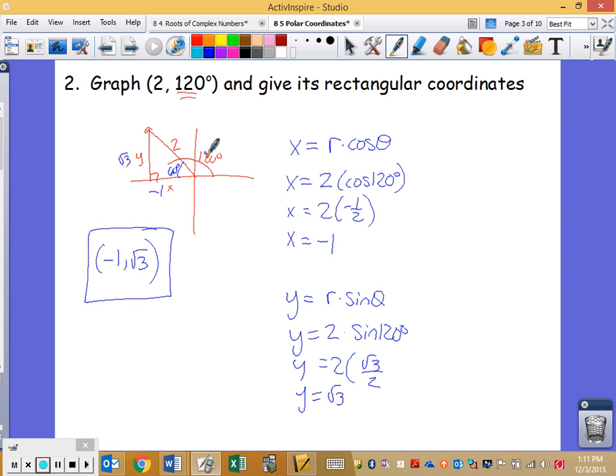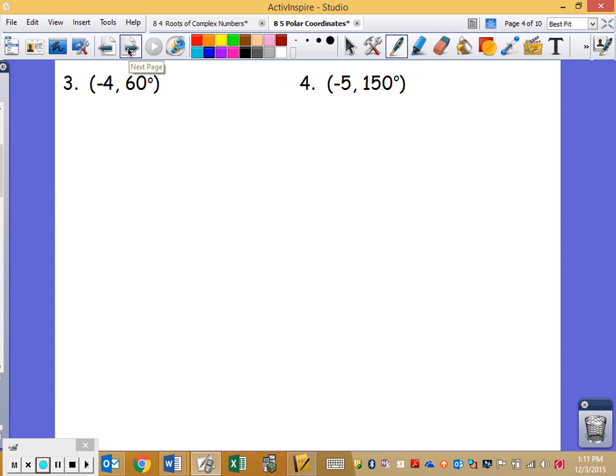If I give you special triangles, it might be faster to do that. Alright? So number 3 says, how would you graph it? I don't really give you directions, but how would you graph negative 4 and 60 degrees?